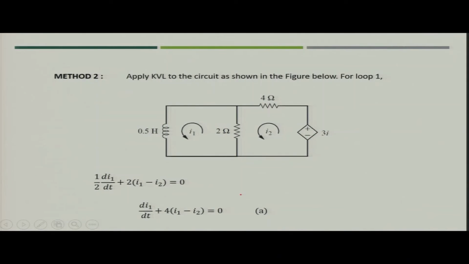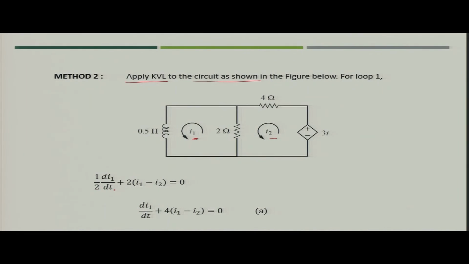Now, the second method: we apply KVL to the circuit. If you apply KVL, you simply put the inductor back into the circuit, then the circuit will again have two meshes. Let us take the values of those mesh currents as I1, I2, and we write the KVL for both of the loops. So, for this one, what can we write?